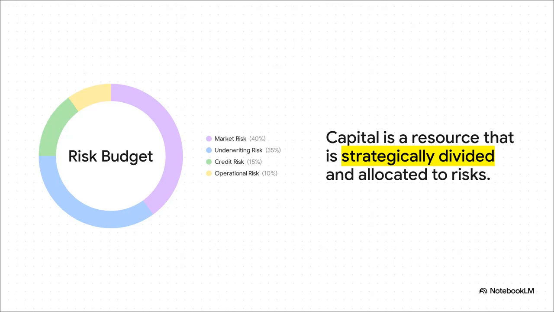And this is a great way to visualize risk budgeting. See, capital isn't just one big pot of money anymore. It's strategically sliced up. A company might look at its ERM framework and say, you know what, we're really good at underwriting risk. We have a competitive advantage there, and we have a bigger appetite for it. So they'll allocate a bigger chunk of their capital budget to that area. It's an active, data-driven decision to really optimize the company's entire risk-return profile.